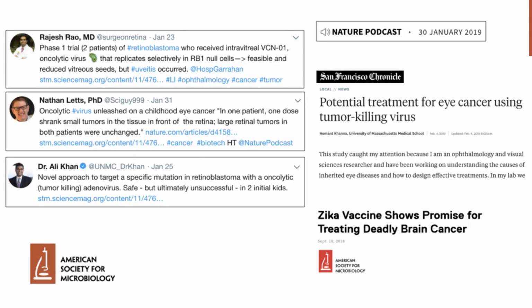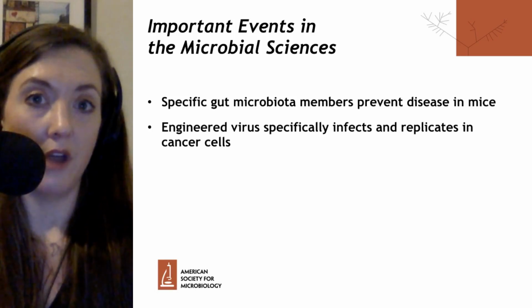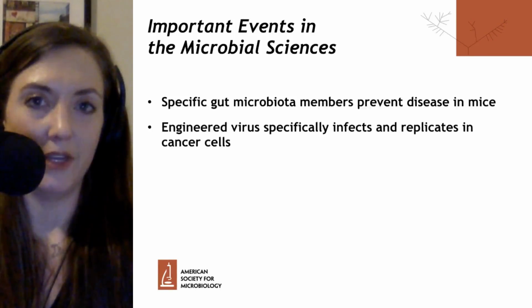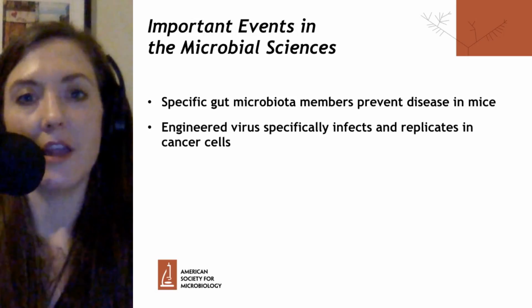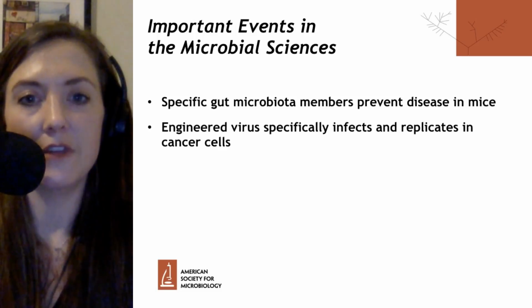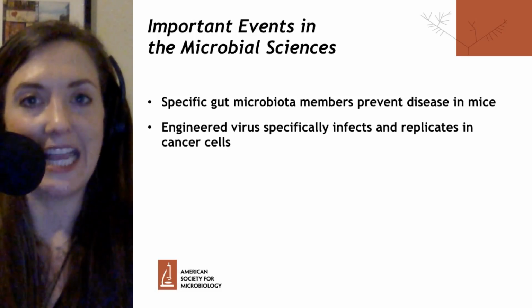So that's going to bring us to our conclusion, slide 9, where we'll summarize what did we talk about in the last couple of minutes. We learned today that there are specific gut microbiota members that can prevent disease in mice. And we also talked about how an engineered virus can specifically infect and replicate in cancer cells.